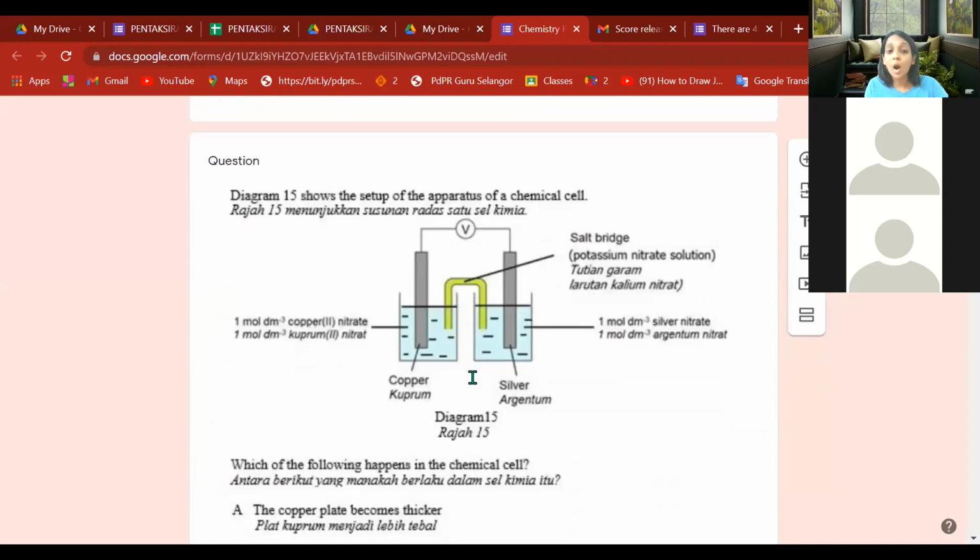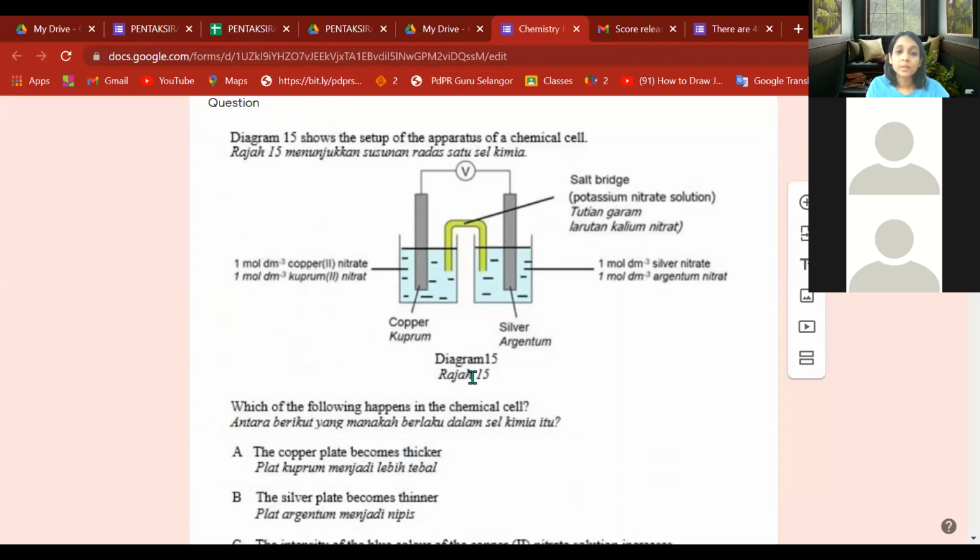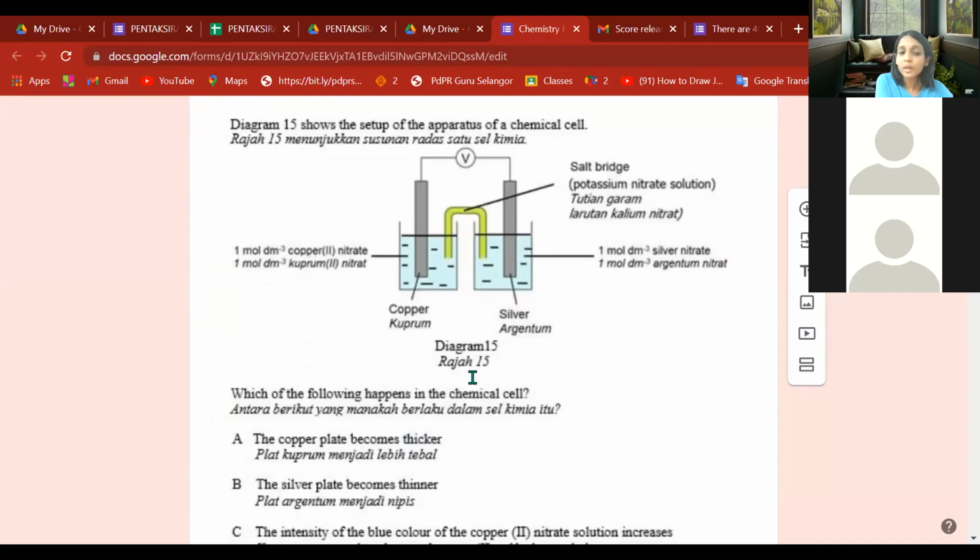Well done. Okay, this is a hard question. Teacher will do for you. Okay, so teacher have an apparatus set up like this. This is called a chemical cell. How do you know it is a chemical cell? Who can tell me?